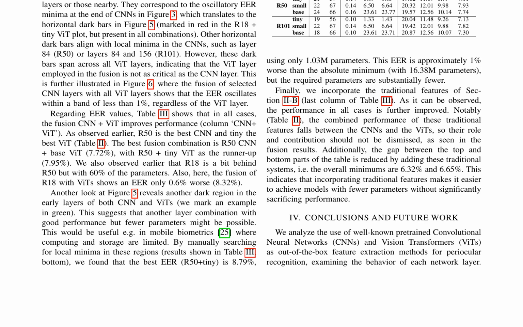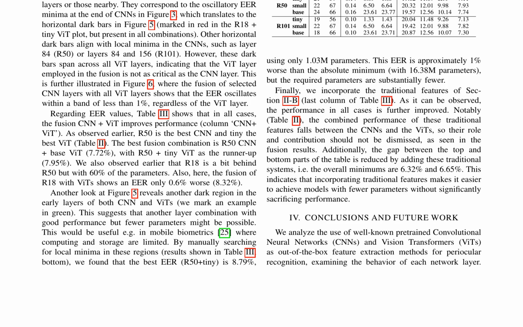Additionally, another dark region in the early layers of both CNN and ViTs is observed, suggesting the possibility of finding another layer combination with good performance but fewer parameters. This could be useful in mobile biometrics where computing and storage are limited. By manually searching for local minima in these regions, a best EER of 8.79% is found using only 1.03 m parameters, which is approximately 1% worse than the absolute minimum but requires substantially fewer parameters.